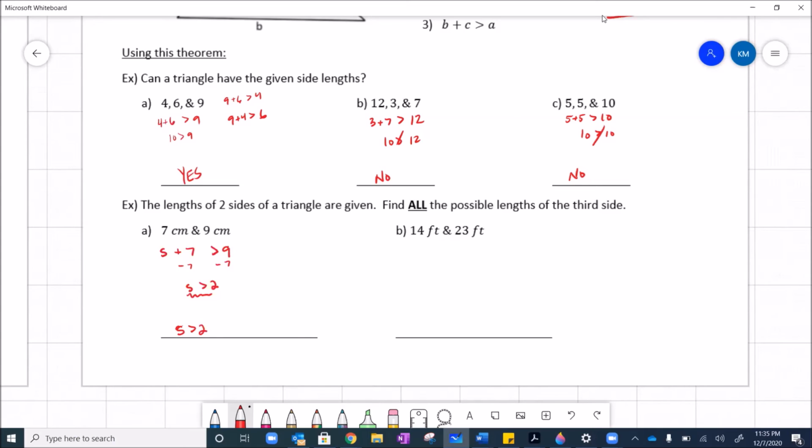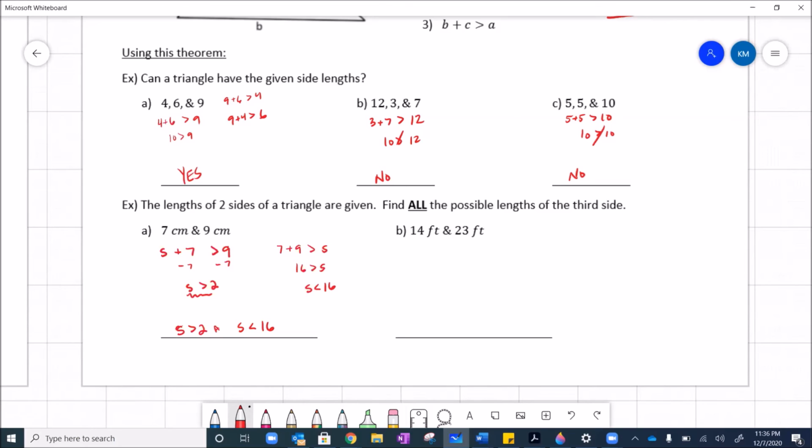Now remember that that's not the only thing, right? It could be the small side, but what if our unknown side is the largest side? If it's the largest side, then we know that 7 plus 9 has to be greater than our side. So my side has to be less than 16. Now you can write it like this and say S is greater than 2 and S is less than 16.